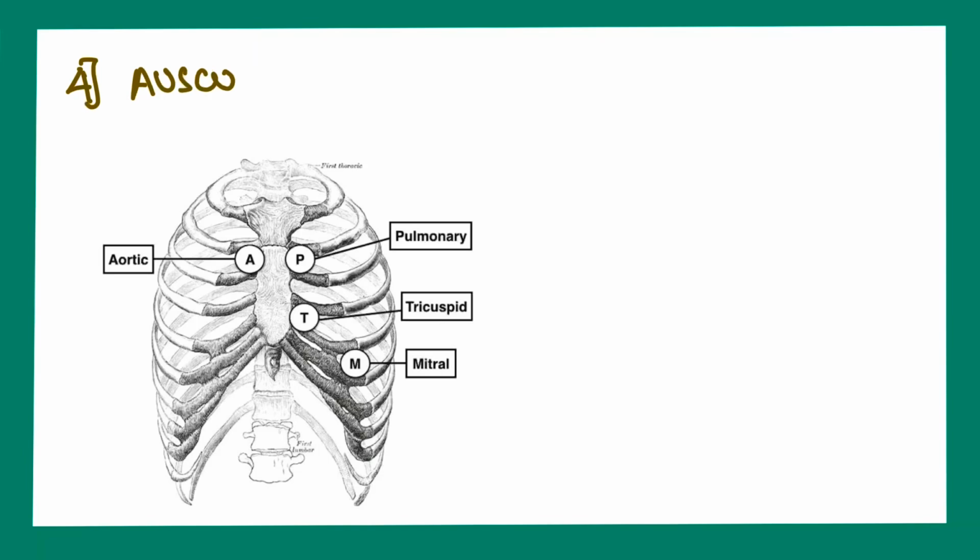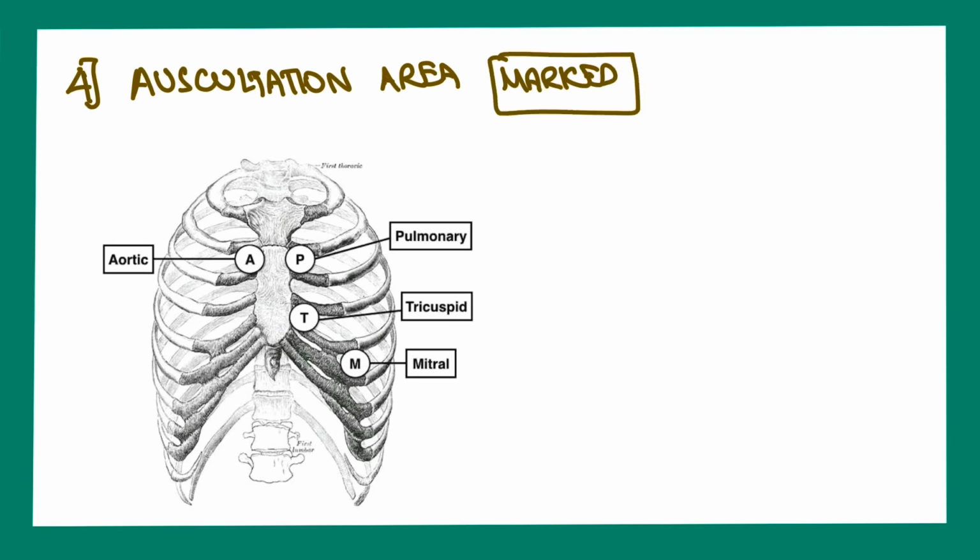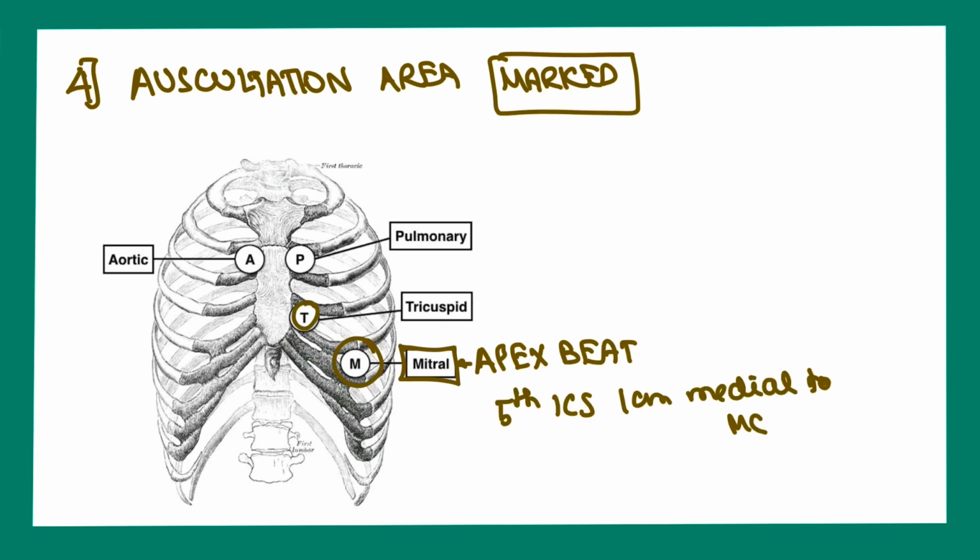The area in the fifth intercostal space, 1 centimeter medial to the midclavicular line, is where your apex beat is felt, which is where you will be auscultating for the mitral area. And the left lower sternal border will be the tricuspid area, and in the second intercostal space, if it is on the left side, then it will be the pulmonary area, and the right side will be the aortic area. This they have asked in a match format.